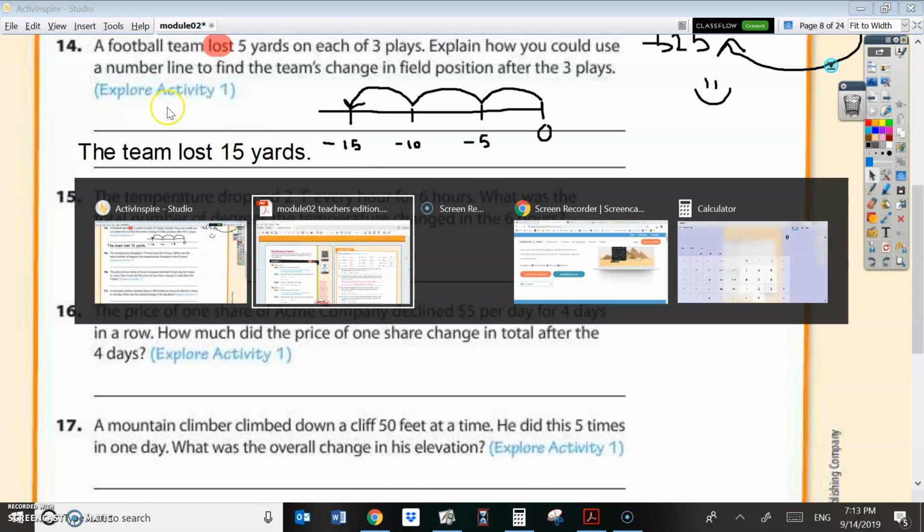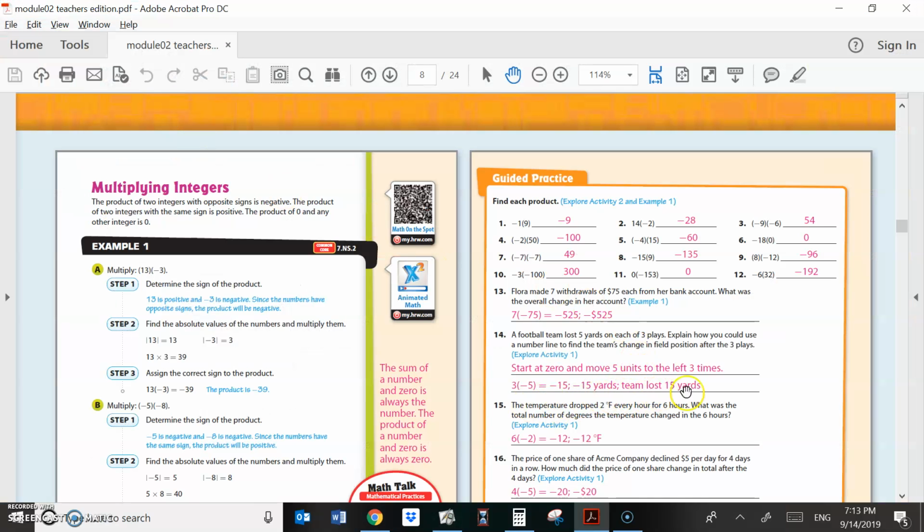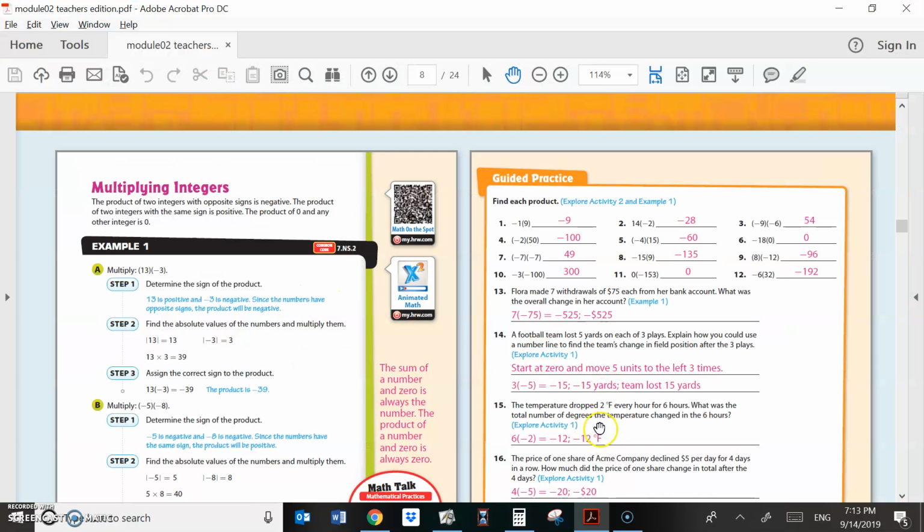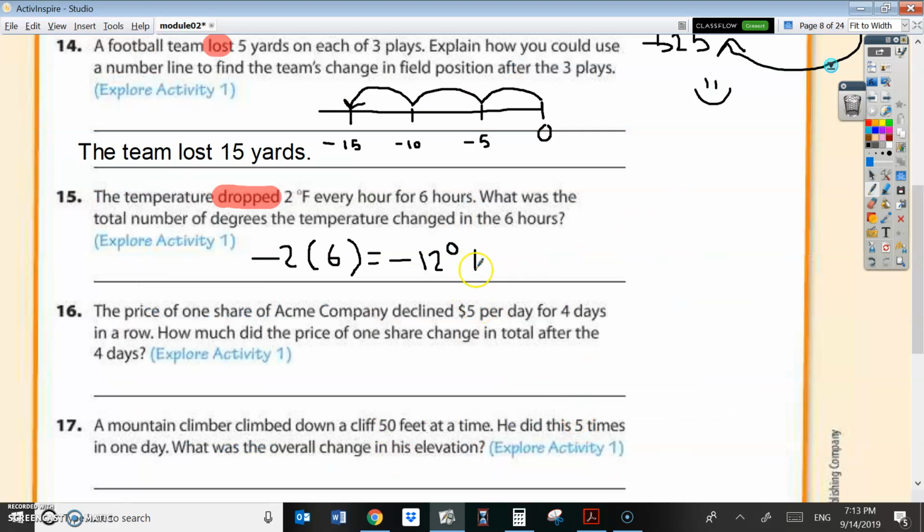Let's check that. Number 14. Lost 15 yards. Temperature dropped. Dropped is negative. Drops 2 every 6 hours. What was the total number of degrees the temperature changed in the 6 hours? So do negative 2 times 6 equals negative 12 degrees. Let's check. Negative 12 degrees. Oh, I forgot the Fahrenheit.